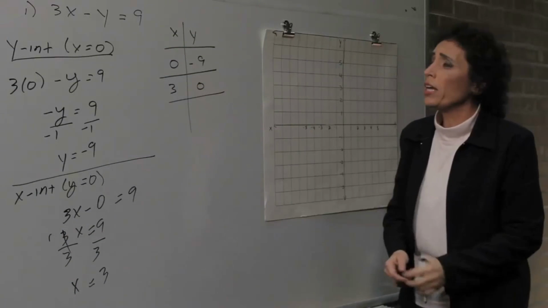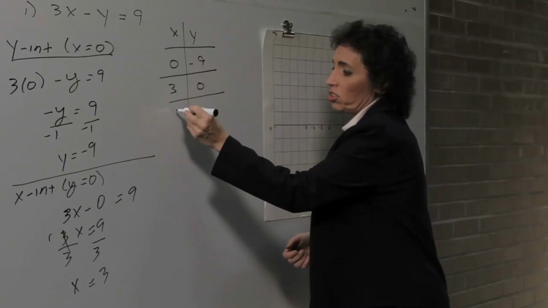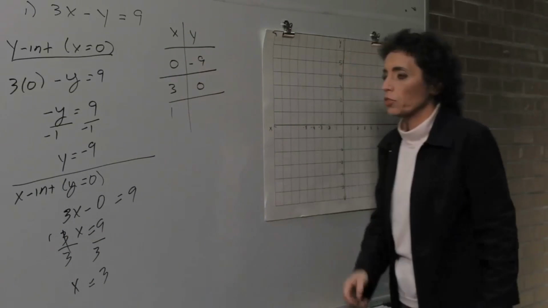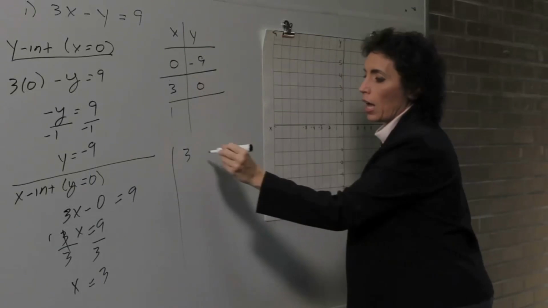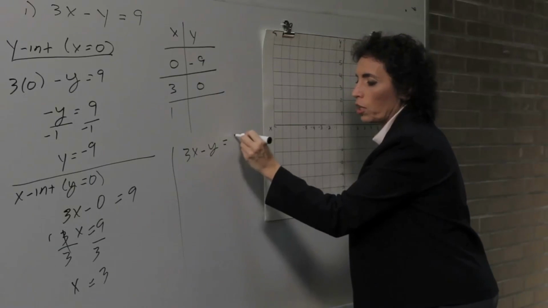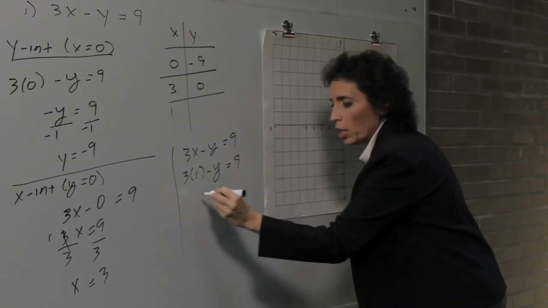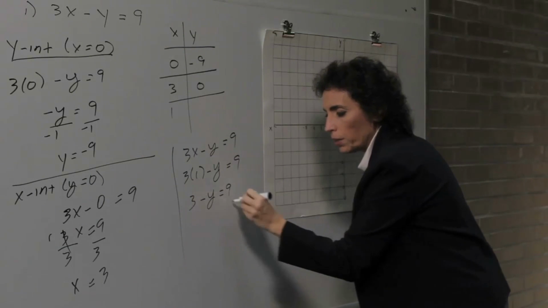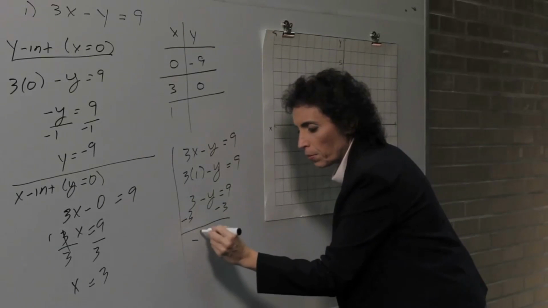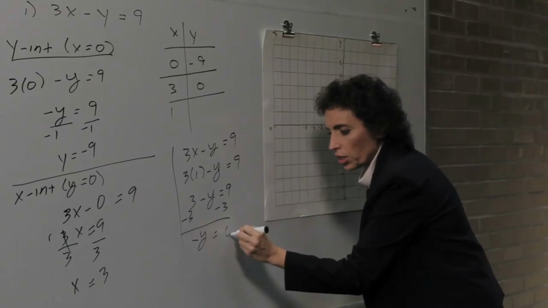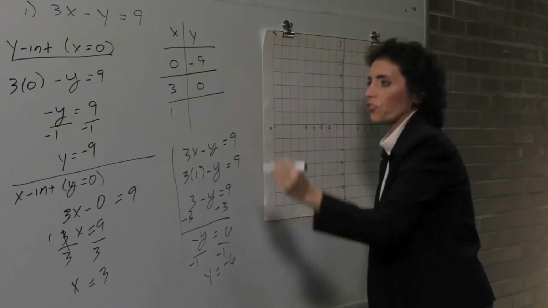Now we're going to pick another point. It really doesn't matter what point we pick. Let's say we pick x is, I don't know, 1. So if we pick 1, we get 3x minus y equals 9, right? So we get 3 times 1 minus y equals 9, which is 3 minus y equals 9. So now we're going to subtract 3. Minus y equals 6. Divide by negative 1. y equals negative 6.